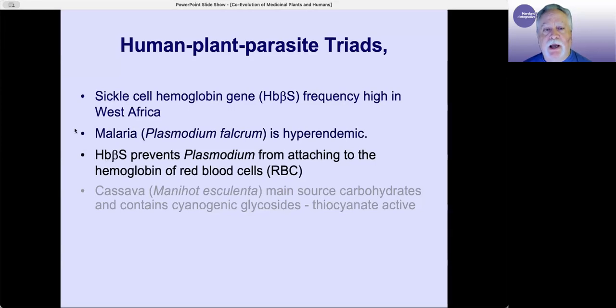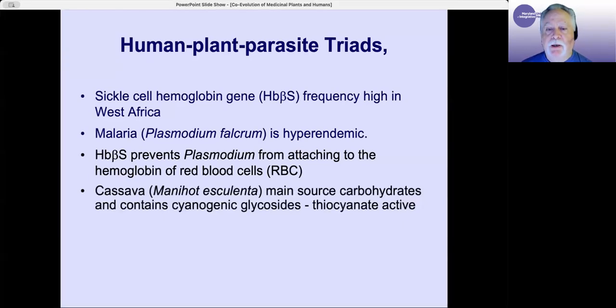What's interesting is that sickled hemoglobin cell actually prevents plasmodium from attaching to that red blood cell. So the presence of sickle cell anemia limits the parasite from causing malaria in people.